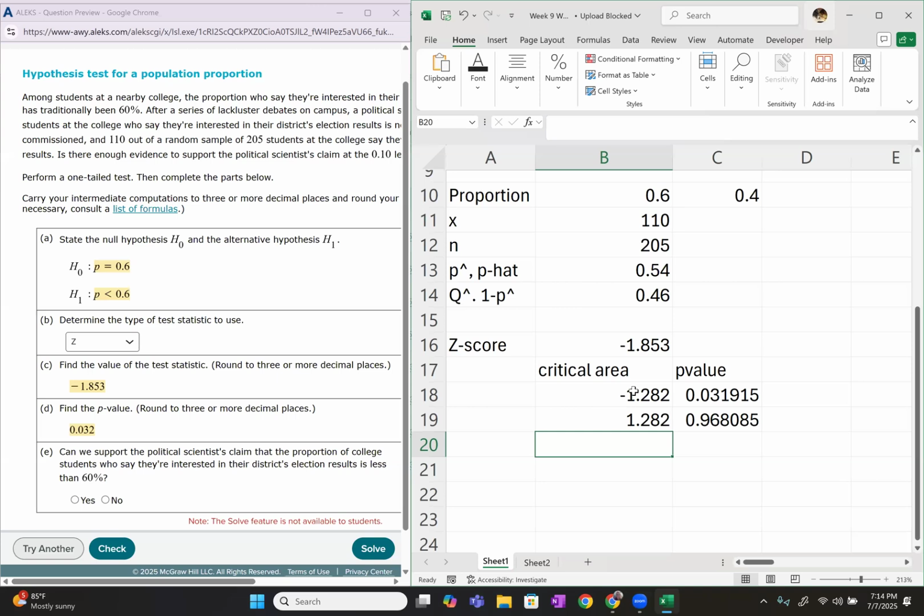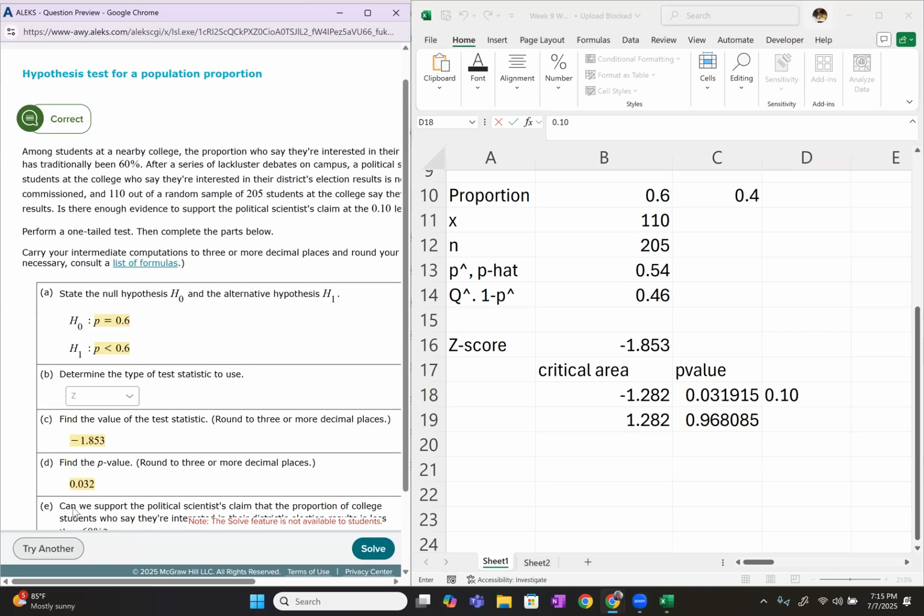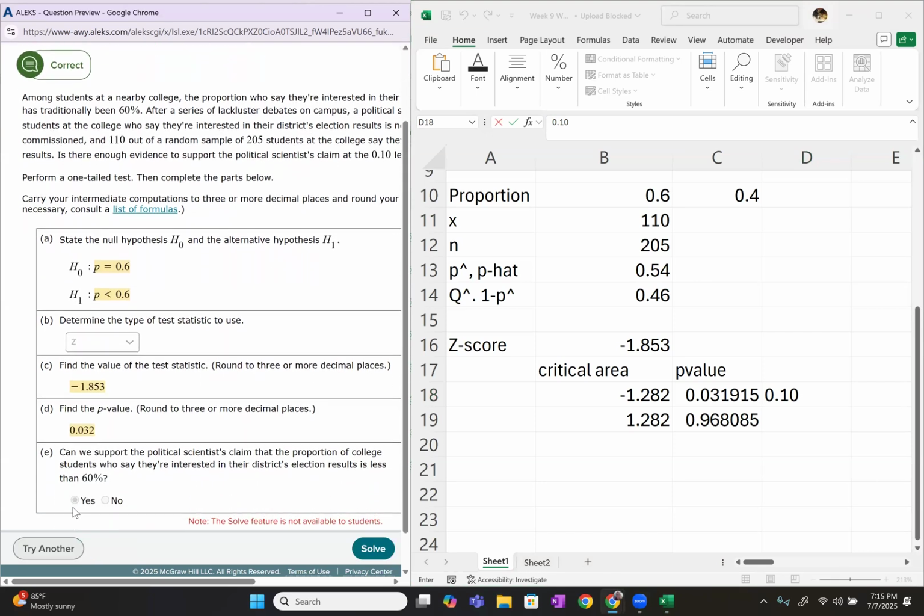Is p-value less than alpha? Is 0.03 less than 0.10? Yes. Okay. If p is less than alpha, we're gonna reject the null, which means yes, the results are gonna be less than 60. So we're gonna say yes. Let's check. We are good.